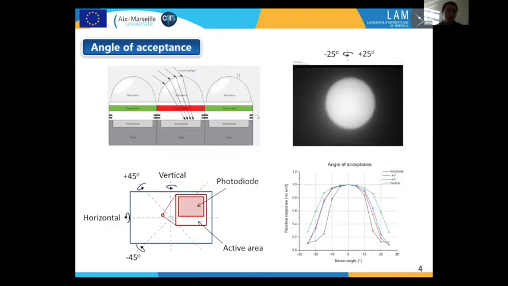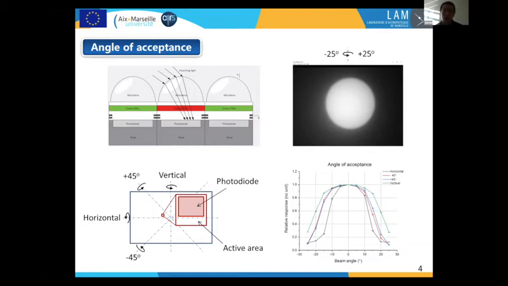At first, the camera measurements have been done. Because of the pixel construction, the incoming light at a different angle will cause a different amount of photodiode integral. This is the so-called angle of acceptance.